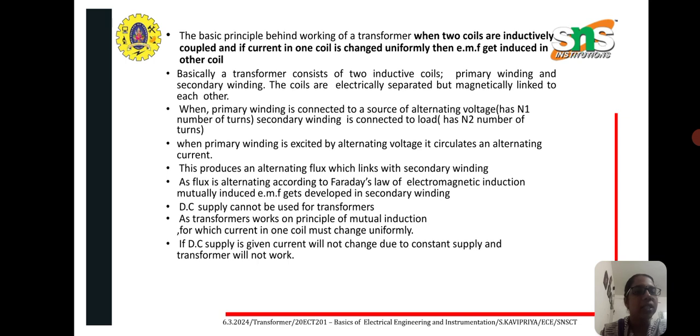As the flux is alternating, according to Faraday's law of electromagnetic induction, a mutually induced EMF gets generated in the secondary winding. So DC supply cannot be used for transformers, as a transformer works on the principle of mutual induction, for which current in one coil must change uniformly. If DC supply is given, current will not change due to the constant supply and the transformer will not work.